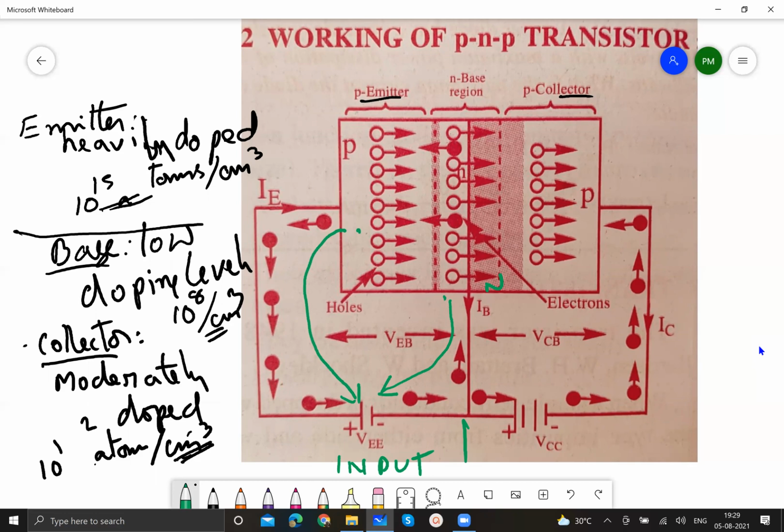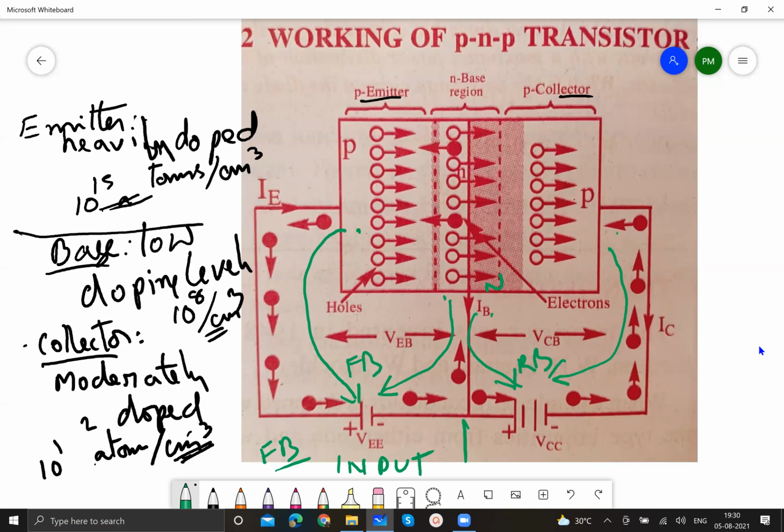So the input circuit, I said, should be in forward bias. Therefore, P is connected to positive, N is connected to negative. And this is output. Output we have appearing across base and collector. So that is N and P. It should be in reverse bias, I said. This P is connected to negative and this N is connected to positive. So it is in reverse bias. This emitter-base junction is in forward bias. Base-collector junction is in reverse bias.